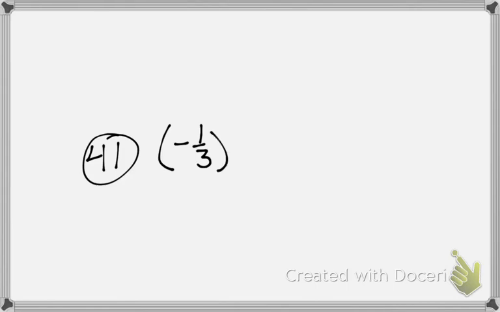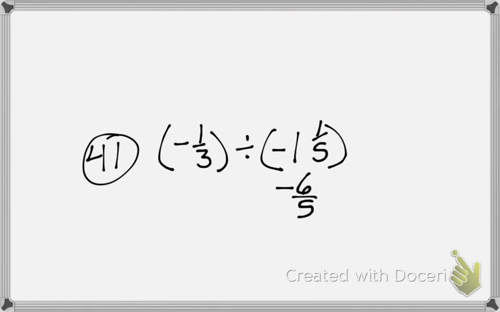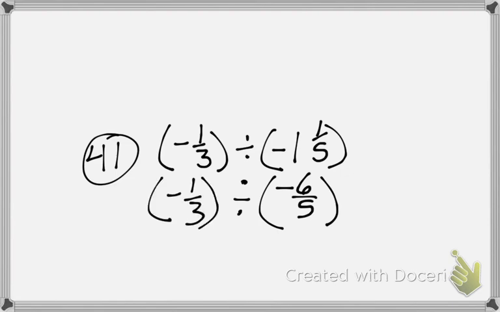For number 41, now I've got a negative 1/3, and I'm dividing that by a negative 1 and 1/5. The first thing I'm going to do is change that second number into an improper fraction. 5 times 1 is 5, plus 1 is 6. So this is a negative 6/5. The first number, I'm sorry, the negative 1/3, is just staying the same right now. So keep negative 1/3. Change the division to multiplication. Flip, now that's a 5/6.